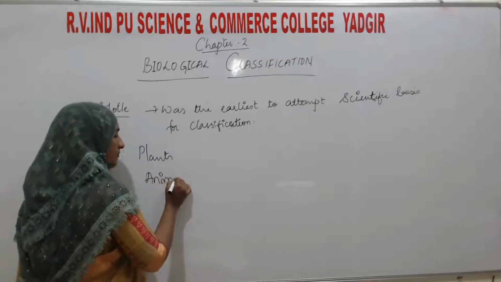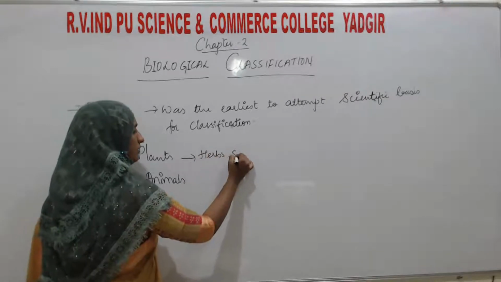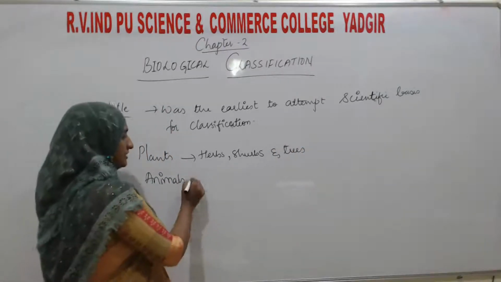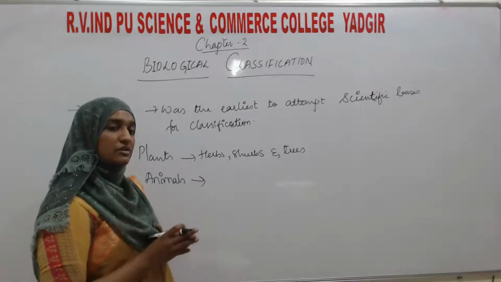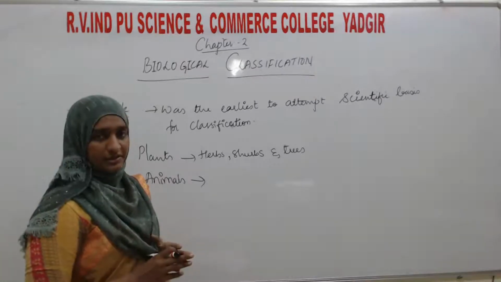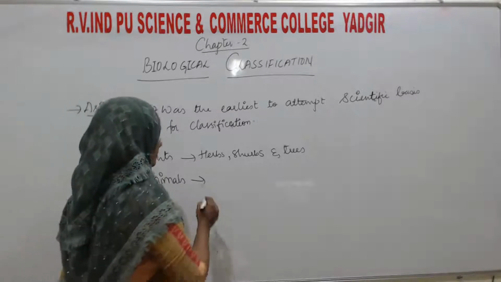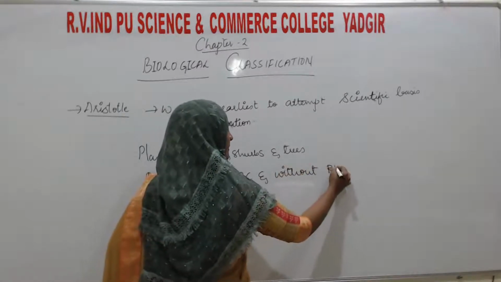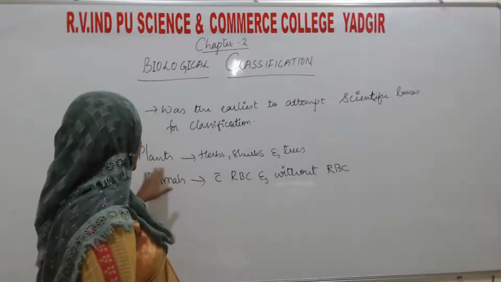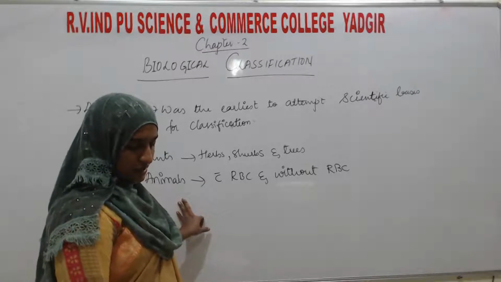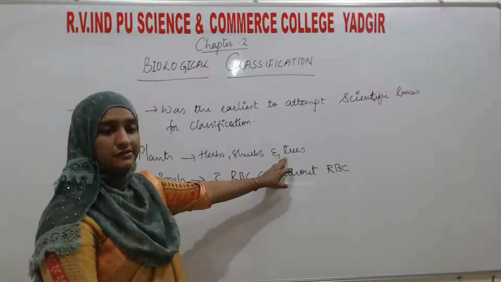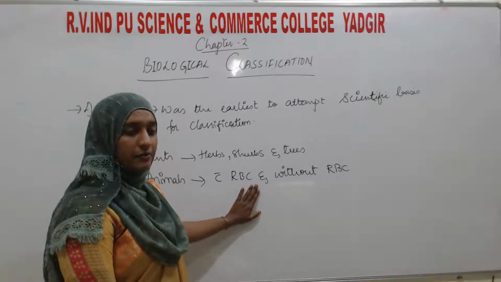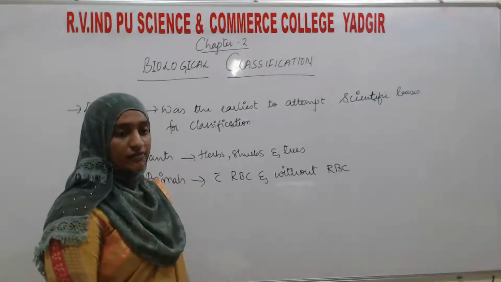And again, he classified the plants under herbs, shrubs, and trees. Then in animals, he categorized two types: animals with red blood cells and animals without red blood cells. Like that, the classification he has given, with RBC and without RBC. In this way, he classified the plants and animals. Aristotle divided the plants into herbs, shrubs, and trees, and animals into two types: those with red blood cells in their blood, and those who don't have red blood cells.